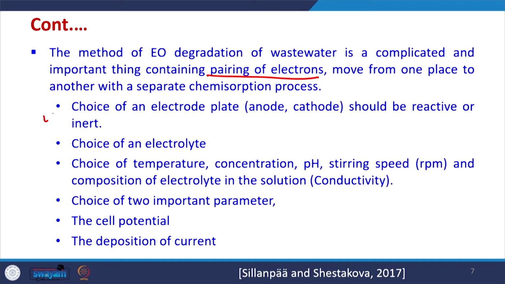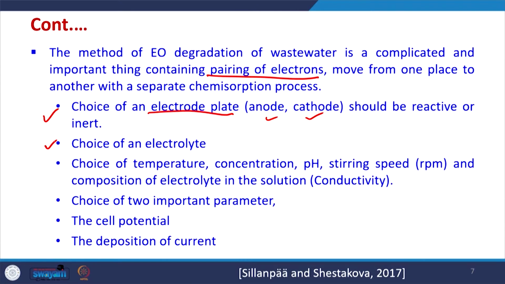These include which type of electrode plate is used for anode and cathode. It may need to be reactive or inert, depending upon the type of pollutants present in the water. Then there is the choice of an electrolyte. Many times the wastewater may not contain ions, so under that condition we may have to add some ions from outside, maybe some salt. That depends upon the choice of electrolyte or the type of wastewater. So, we can write here the type of wastewater also.